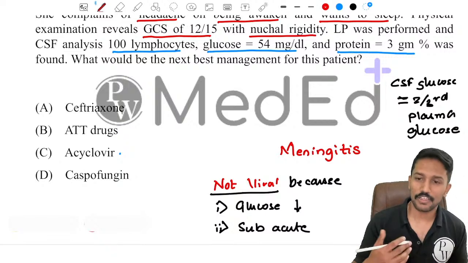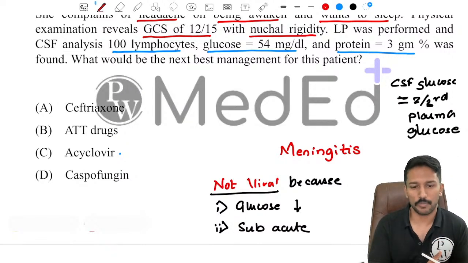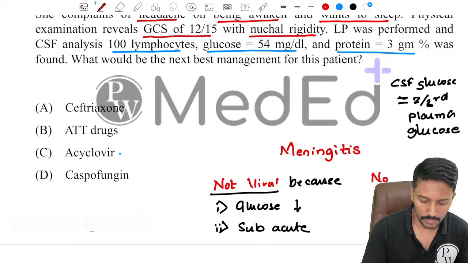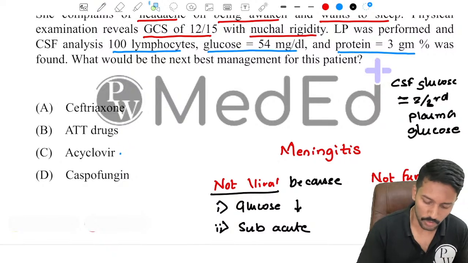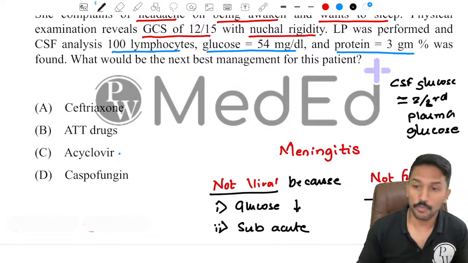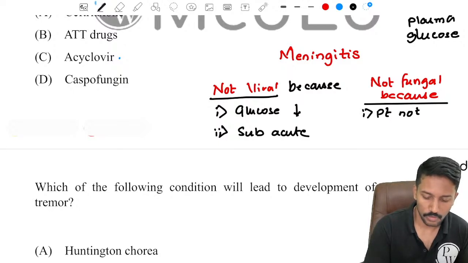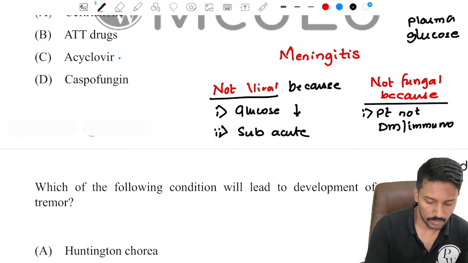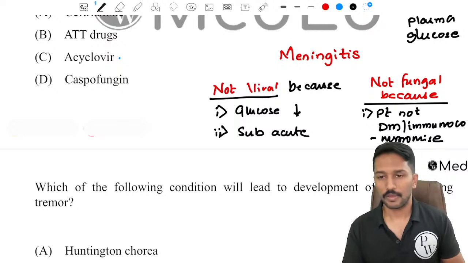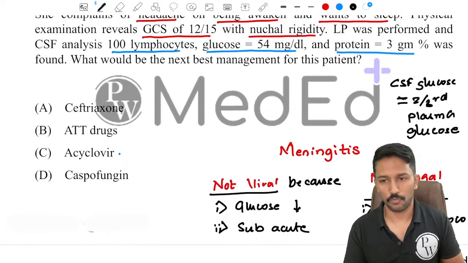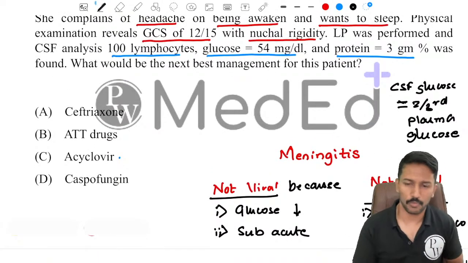Okay. Now, why is it not fungal? Fungal also will have lymphocyte predominance, right? It is not fungal because, remember now, fungal most commonly occurs in individuals who are immunocompromised. This patient is not immunocompromised. The patient is not diabetic and not immunocompromised. They have not told anything suggestive of immunocompromise. So generally we wouldn't think of fungal meningitis in the absence of immunocompromise, right? HIV, diabetes, cancer, chemotherapy, nothing is there.